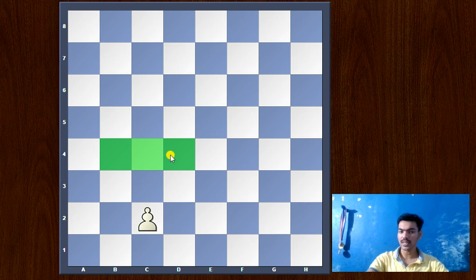How to do that? Well, we'll take a look at that. We are going to use opposition in that case and we shall win the game. But we shall take a look at some examples later on in the video. Right now, let's see what the key squares are.